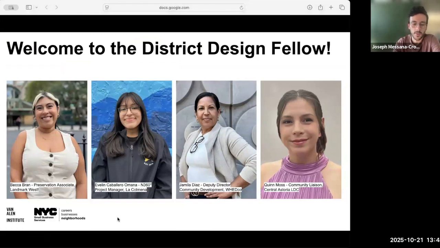We have Evelyn Caballero Omana, the Neighborhood 360 Project Manager at La Colmena, working on Port Richmond Avenue in Staten Island. Very exciting. We haven't worked in Staten Island in a while. We have Jamila Diaz, Director of Community Development at Wedco, working on 161st Street in the Bronx.